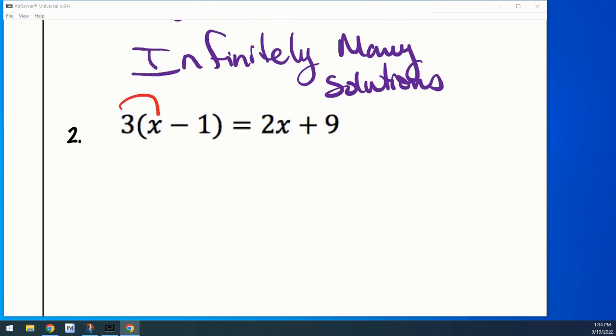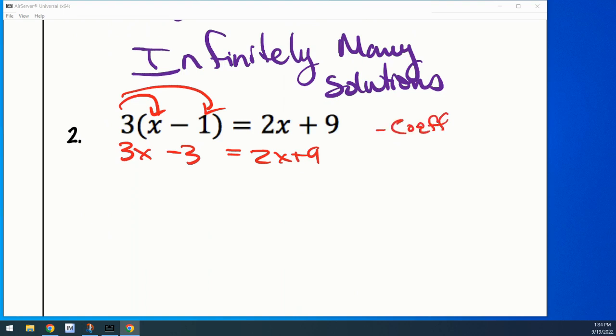Okay, so I'm going to multiply this through. I get 3x minus 3 equals 2x plus 9. Okay, let's look at the coefficients. If I look at this coefficient and this coefficient, they are different. That means that there's one solution to this. And because there's one solution, we actually have to solve this equation and figure out what that one solution is.